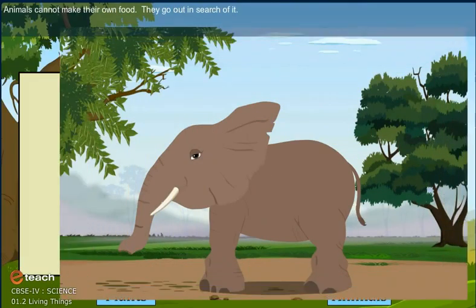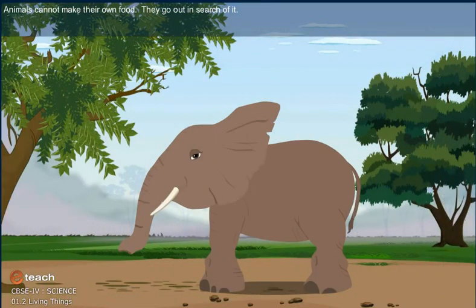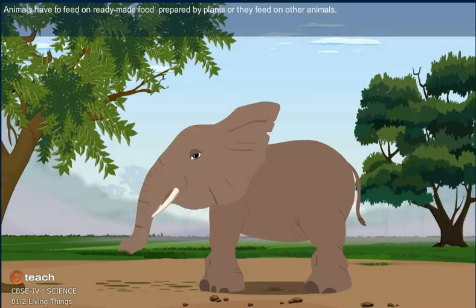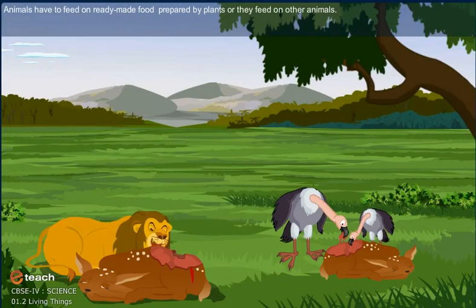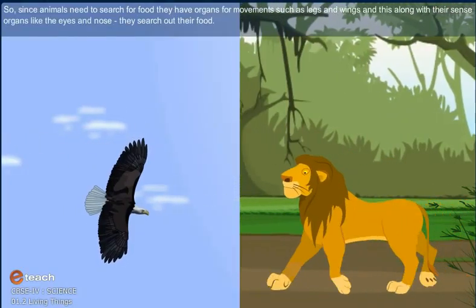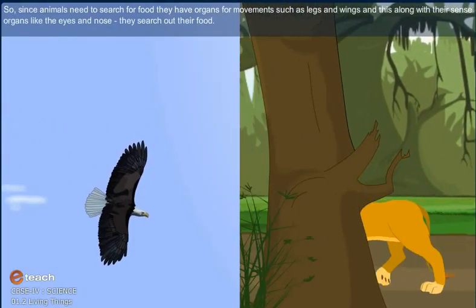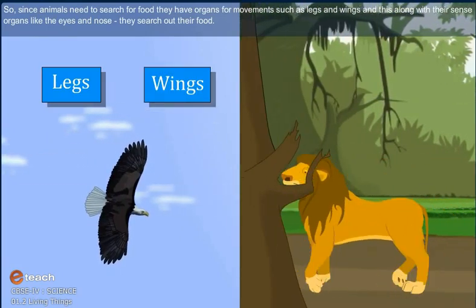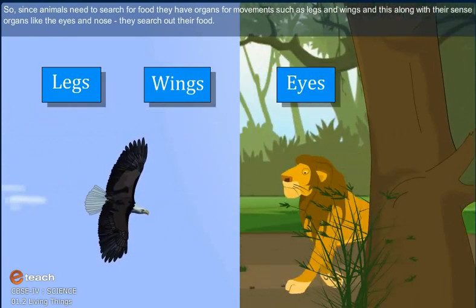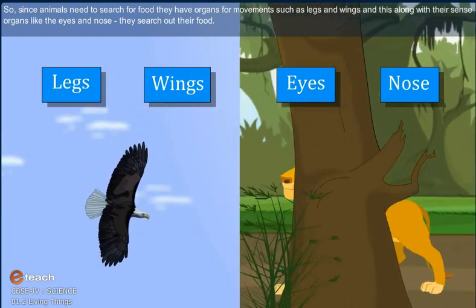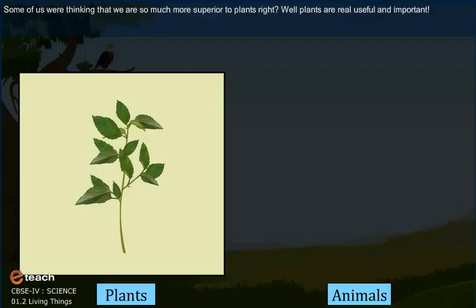Animals cannot make their own food. They go out in search of it. Animals have to feed on ready-made food prepared by plants, or they feed on other animals. So, since animals need to search for food, they have organs for movement such as legs and wings, and along with their sense organs like the eyes and nose, they search it out.